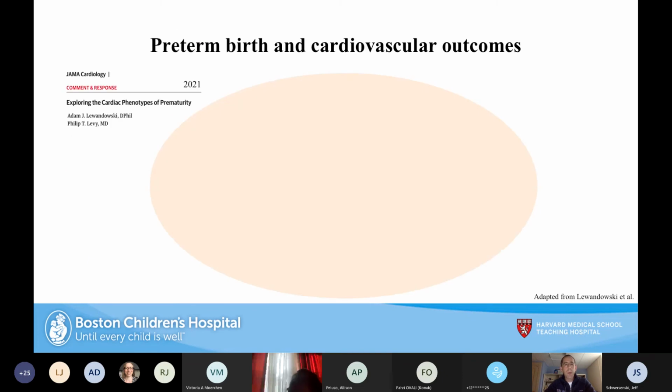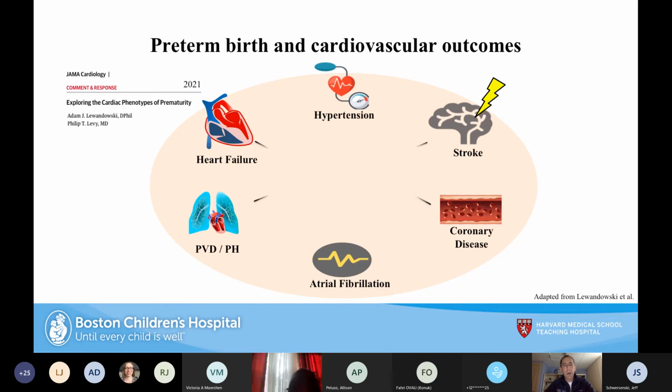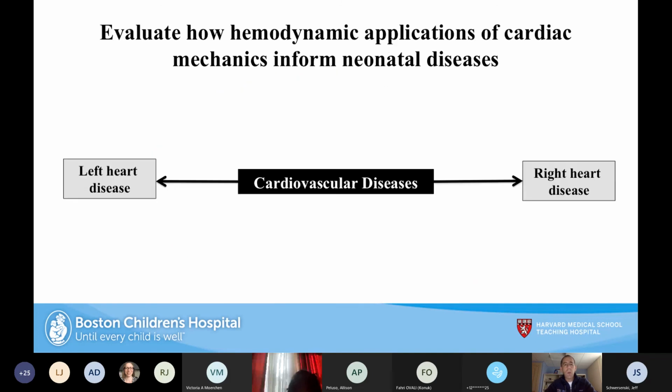So the preterm birth and cardiovascular outcomes have been really well described, where they all will increase the mortality and morbidity of these adults who are born preterm. And what I want to show in the last 10 minutes is how these hemodynamic applications of cardiac mechanics inform our neonatal diseases.